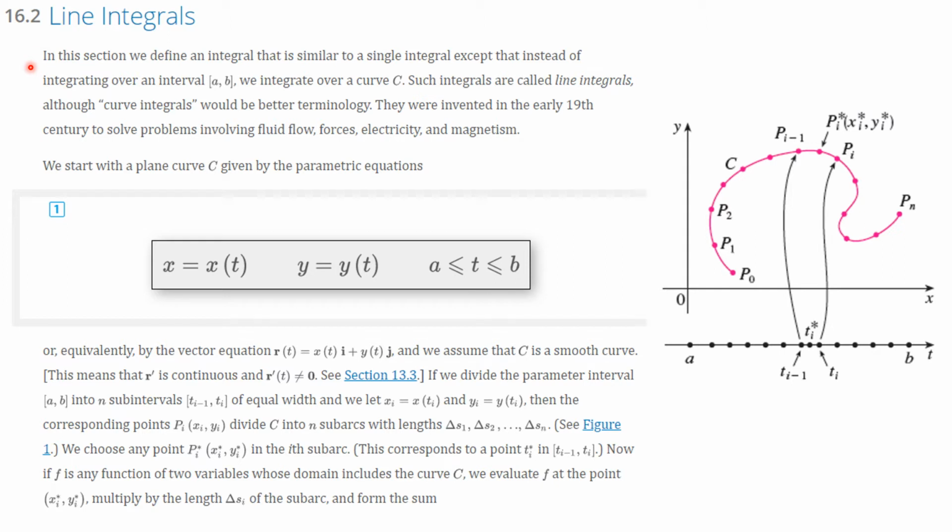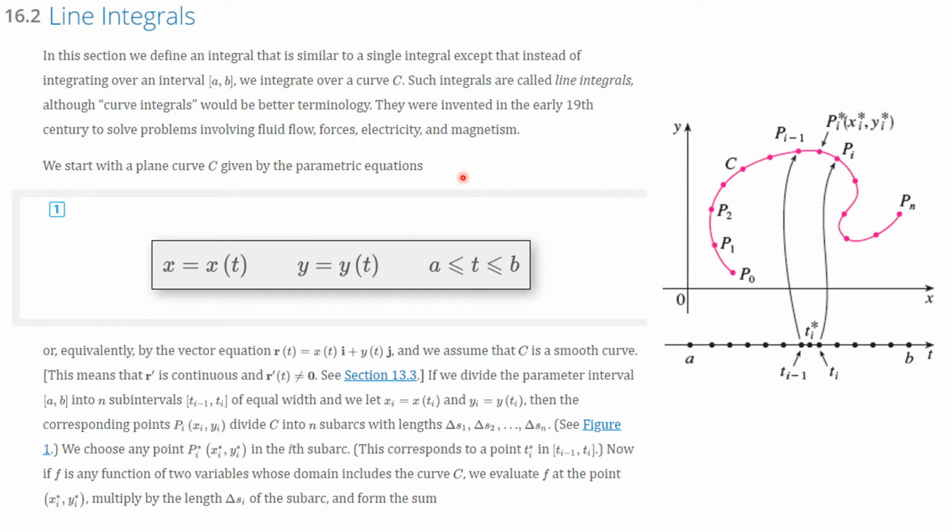Line integrals. In this lecture, we define an integral that is similar to a single integral, except that instead of integrating over an interval AB on the real line, we integrate over a curve, which could be curve C. Such integrals are called line integrals, although curve integrals would perhaps be better terminology. They were invented in the early 19th century to solve problems involving fluid flow, forces, electricity, and magnetism, and are still part of your physics subjects these days.